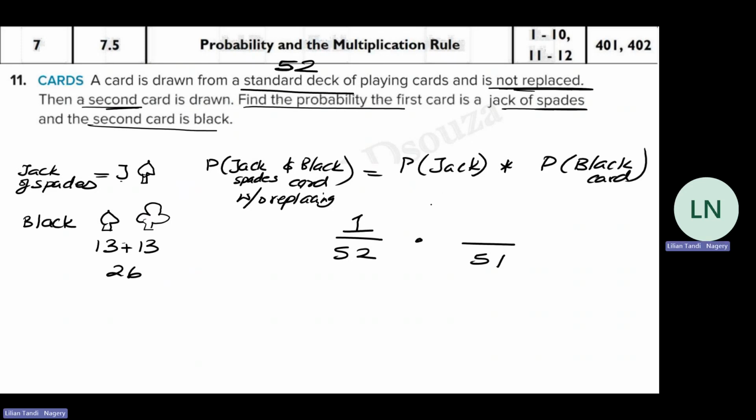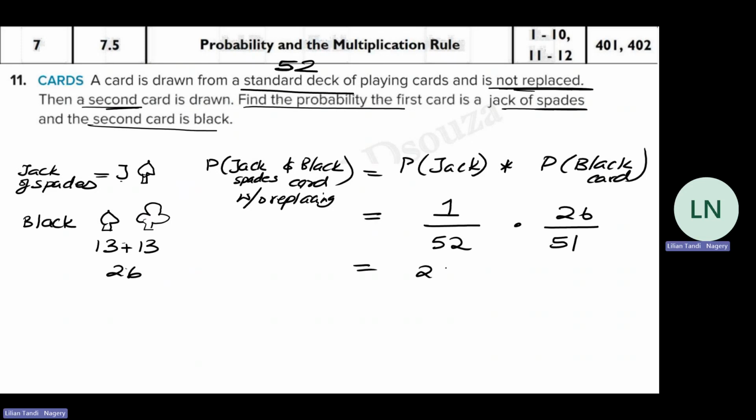And because we are not replacing, we are going to reduce our denominator. So this is 1 over 52. And this one here will be 51. And there's 26 black cards. So this will be 26 over 2652. And that should give you 1 over 102. Okay.